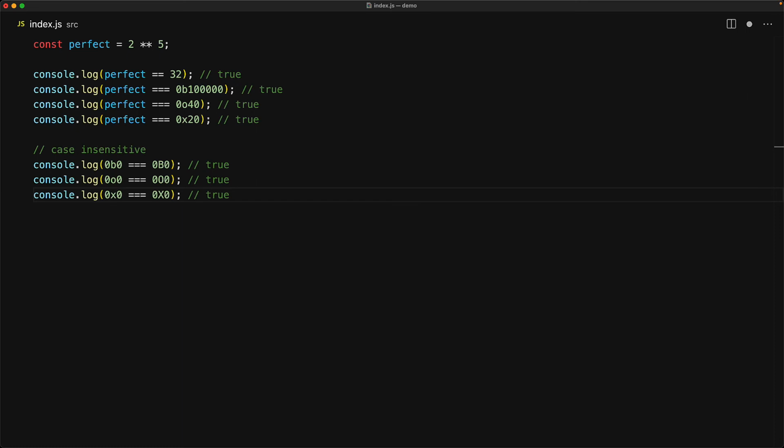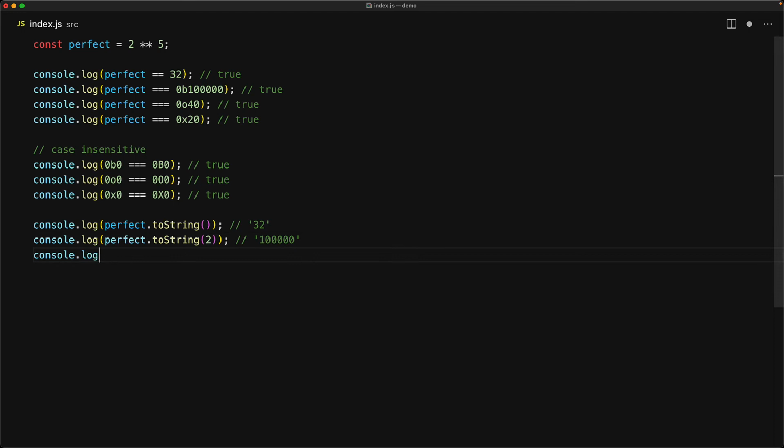In addition to expressing ourselves in these numeric literals, we can actually take a numeric value and express it out as a string in any of these number systems. Now by default, toString will render it out in decimal, but toString actually optionally also takes in a base for the number system. For example, binary is base 2, and we get that 1 followed by 5 zeros, and similarly, octal is 8, we get 40, and hex is 16, and we get 20.